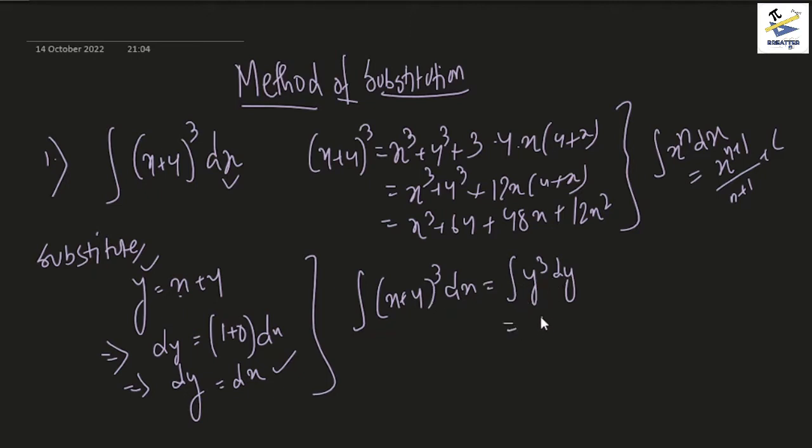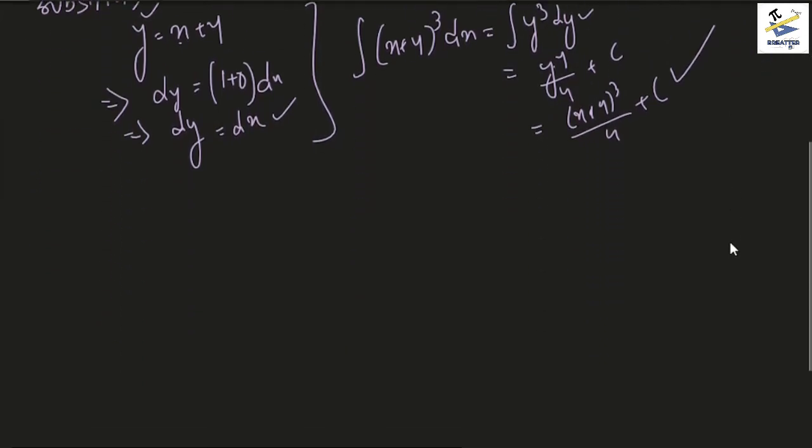Now the integration of y cube dy is just y to the power 4 by 4 plus c, and this can be done because the variable of integration is dy here, right? And now after you've got the answer, you put back all the substitutions. So y was substituted as x plus 4, so what you do is x plus 4 whole cube by 4 plus c, which is the answer, right? So this makes x plus 4 whole cube by 4 plus c, and these are the two ways that we can evaluate this integral, right?